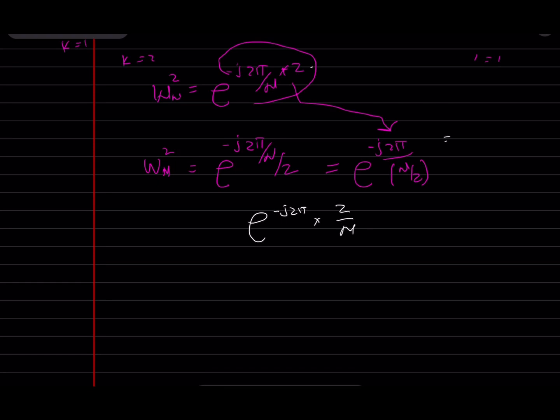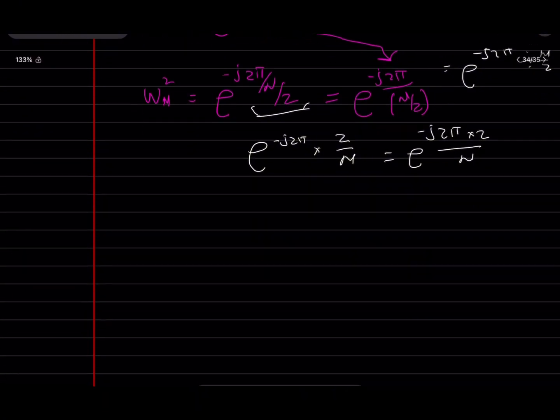Or let me do it one way. You can do exponent negative j 2 pi divided by n over 2. If I want to do multiplication, I need to reciprocate it. And when I do the reciprocation, I'm going to get exponent negative j 2 pi multiplied by 2 over n. So this means that I can write it in this form. If I can write it in this form, then I can say that omega n squared is equal to exponent negative j 2 pi over n on 2, and therefore I can write this n here also in this form.